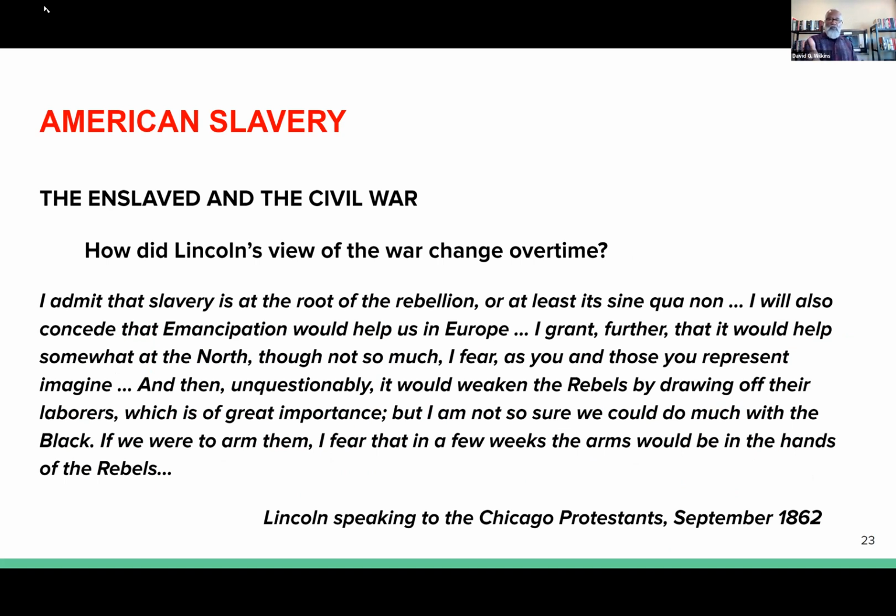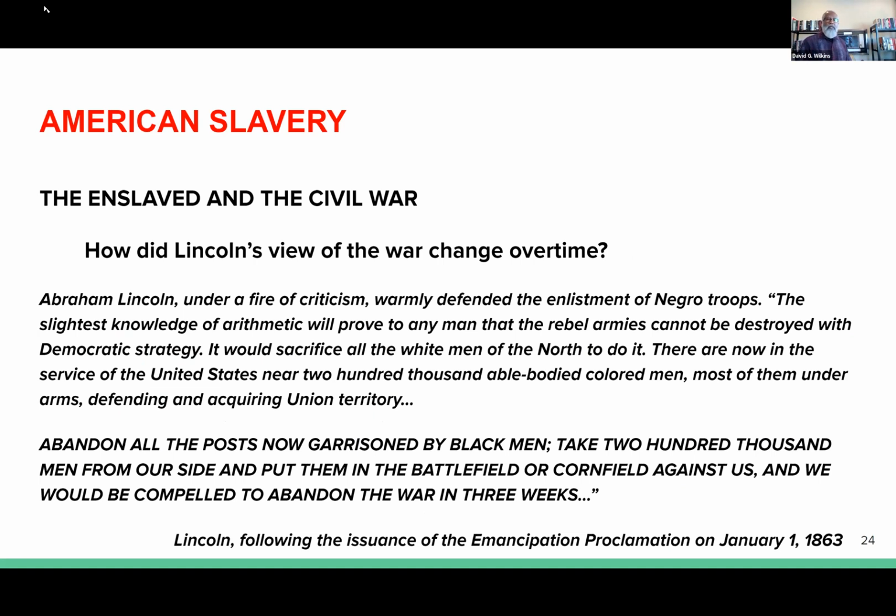And this is 1862, Lincoln in a speech to Chicago Protestants. His views would change. As he says here, under a fire of criticism, Lincoln warmly defended the enlistment of Negro troops. He said, "The slightest knowledge of arithmetic will prove to any man that the rebel armies cannot be destroyed with democratic strategy. It would sacrifice all the white men of the North to do it. There are now in the service of the United States near 200,000 able-bodied colored men, most of them under arms, defending and acquiring Union territory."